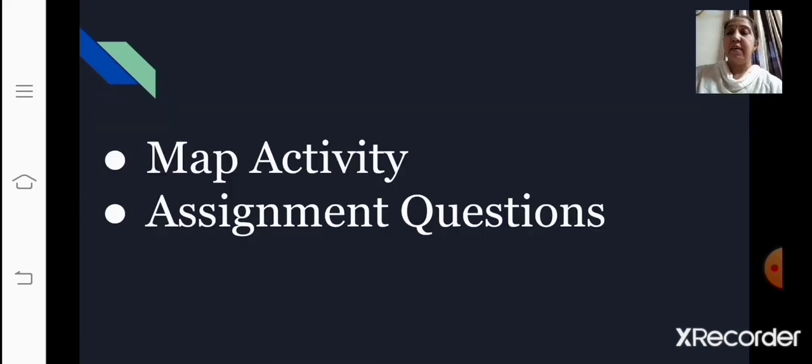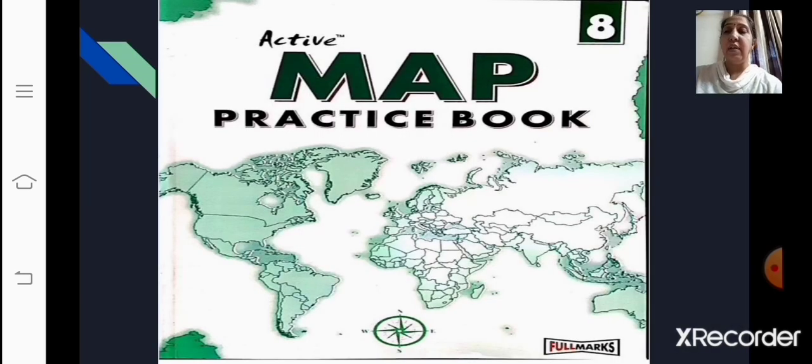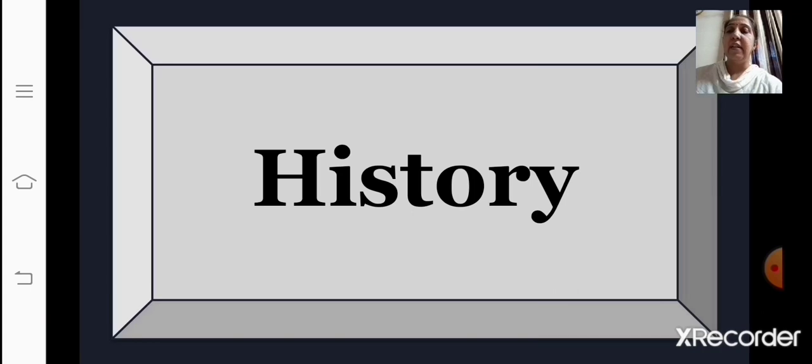In today's presentation, you are going to see the map activity as well as assignment questions. Now children, you all have got your map practice book, right? So your map activity will be based on this book itself. Let's begin with the history activity first.